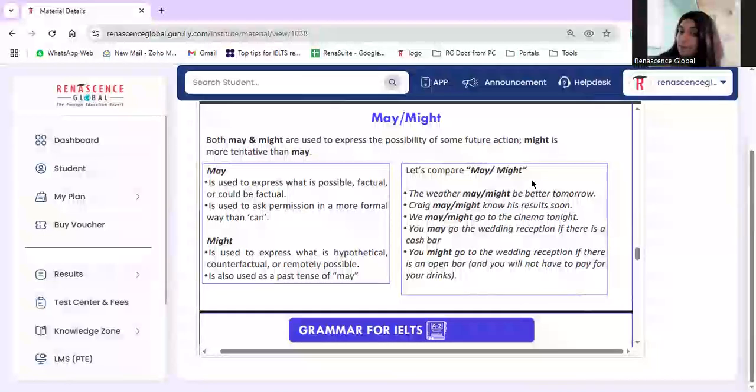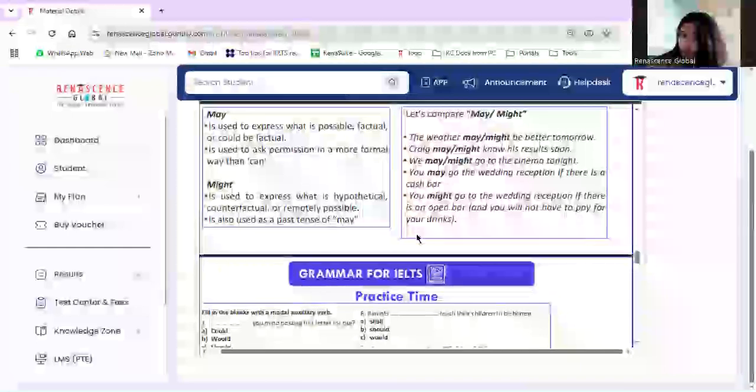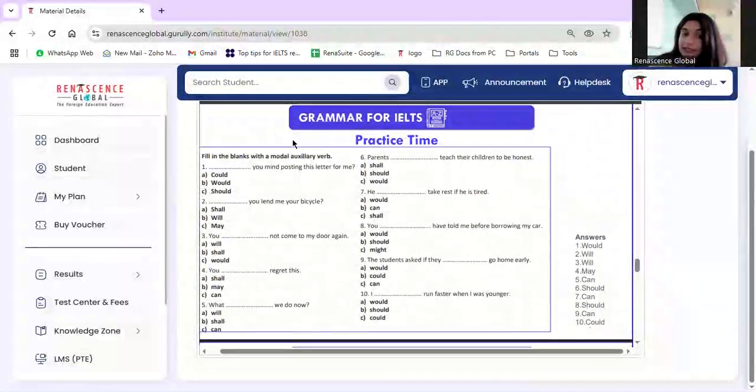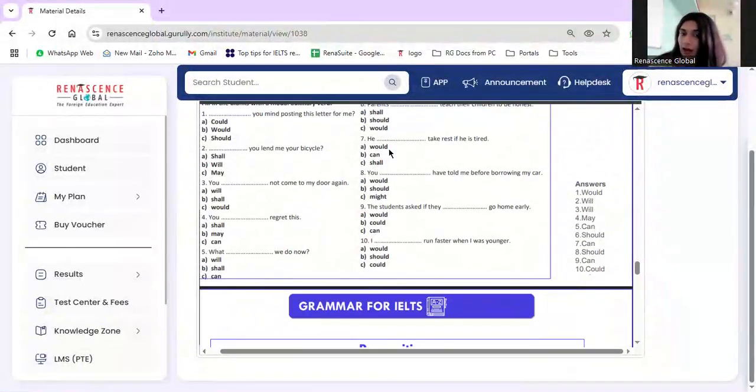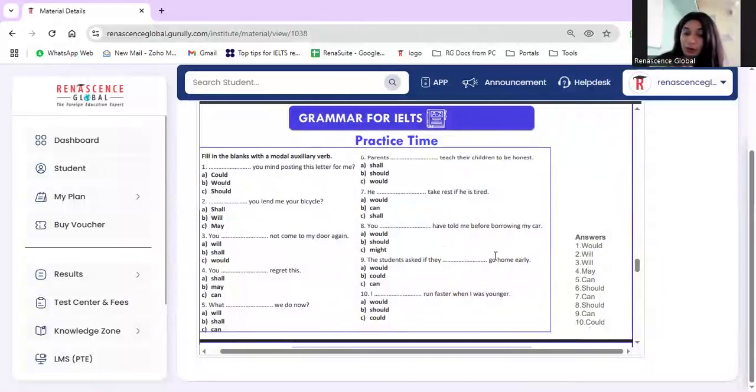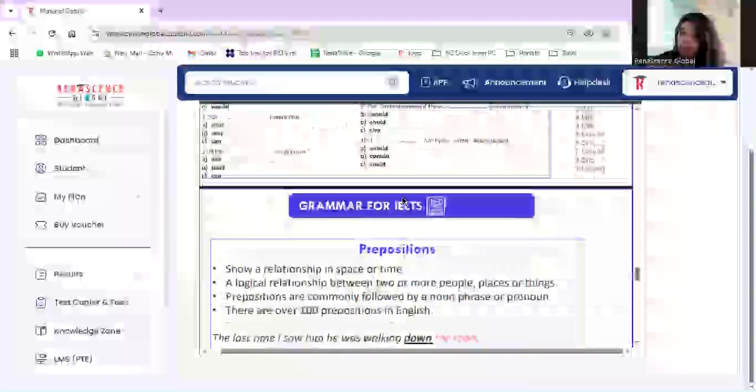The weather might be better tomorrow. Craig might know his results soon. You may go to the wedding reception if there is a cash bar. Now, all of these are practice time, to see how thorough your understanding of all the auxiliaries and modals is.